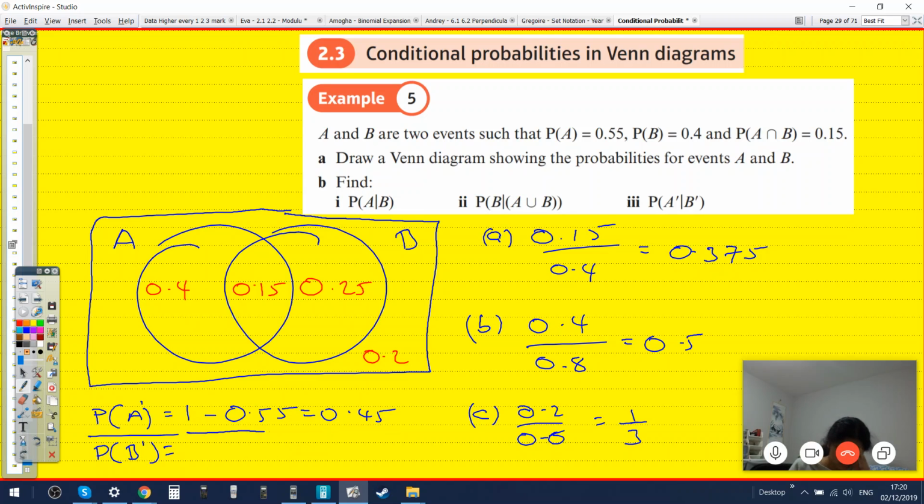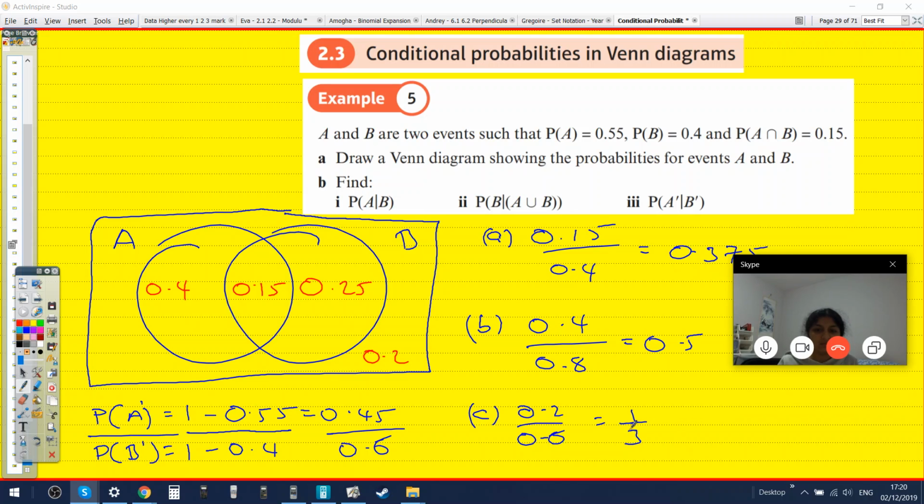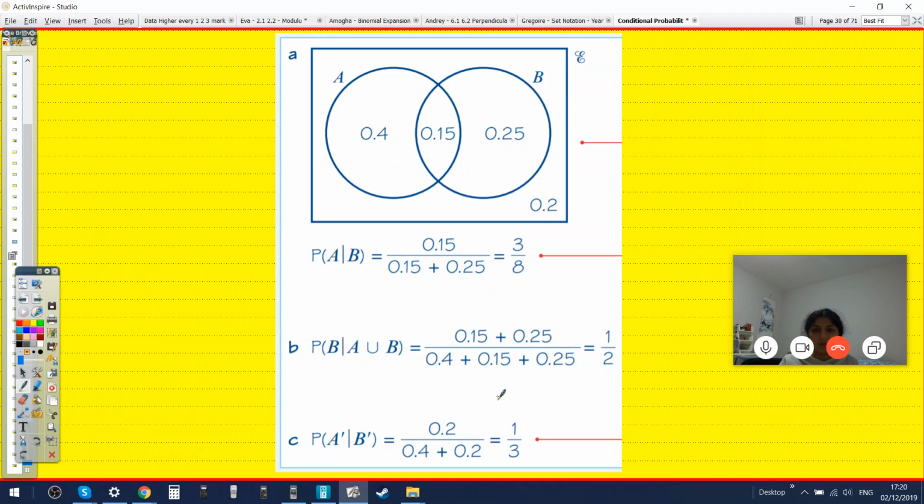Go on, do it. It gives me 0.75 if you do 0.45 divided by 0.6. Okay, 0.75, was it? Yeah. So I think it's 0.75. That looks good to me. Why would it be 0.6? Why did I go wrong? You were right. Why are you always right and why am I always wrong?